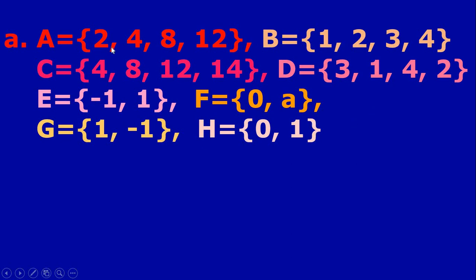Now first start with A. In A we have 2, 4, 8, 12 but it is not equal to B. Now here we have 12, here 12 is not there, and here we have 2, in C 2 is not there, in A and D we have 8, in D 8 is not there, so therefore A set is not equal to B, or it is not equal to C, or it is not equal to D, and for this also A set is not equal to any of these sets. So A is not equal to any of these sets.